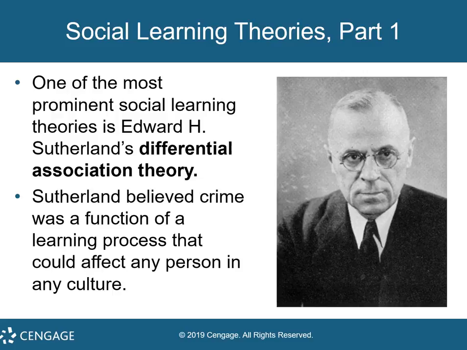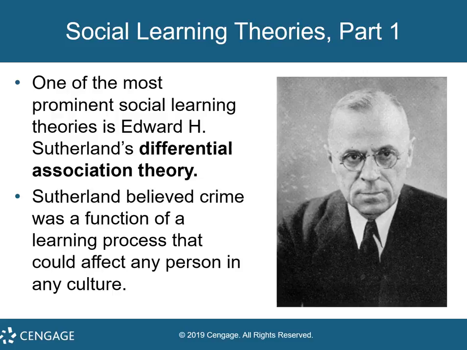Often considered the preeminent U.S. criminologist, Sutherland first put forth his theory in 1939 in an article called The Principles of Criminology. And the final version of the theory appeared in 1947. When Sutherland died in 1950, his longtime associate continued his work until his death in 1987. And really what it comes down to is Sutherland believed crime was a function of a learning process that could affect any individual in any culture.